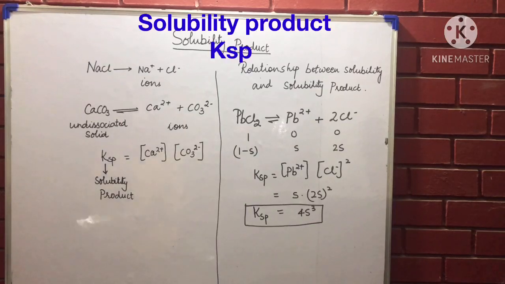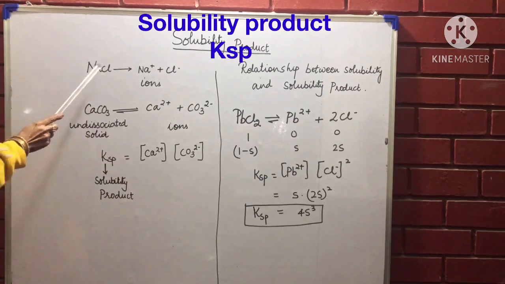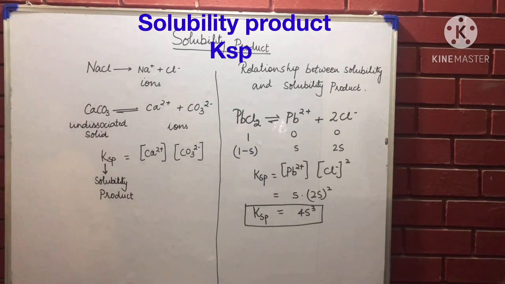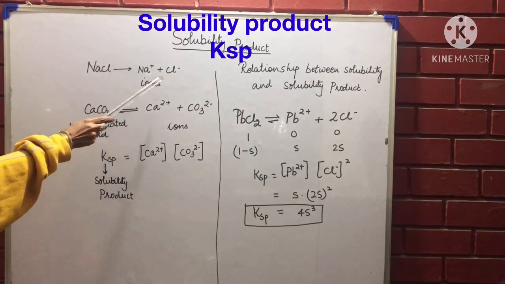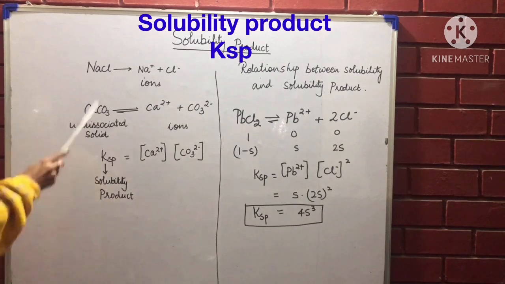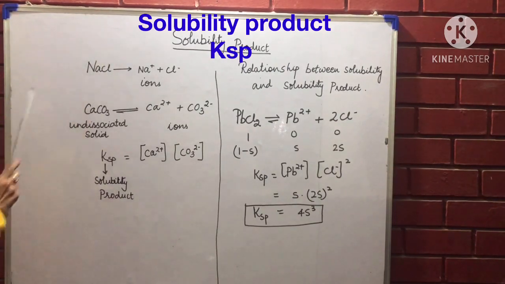I'm using the term solubility product. Now solubility product means that I want to know how much of the salt is soluble. Some salts are completely soluble in water. You have seen sodium chloride in your house. It completely dissolves in water. So sodium chloride gives sodium ions and chloride ions. Nothing is left behind here.